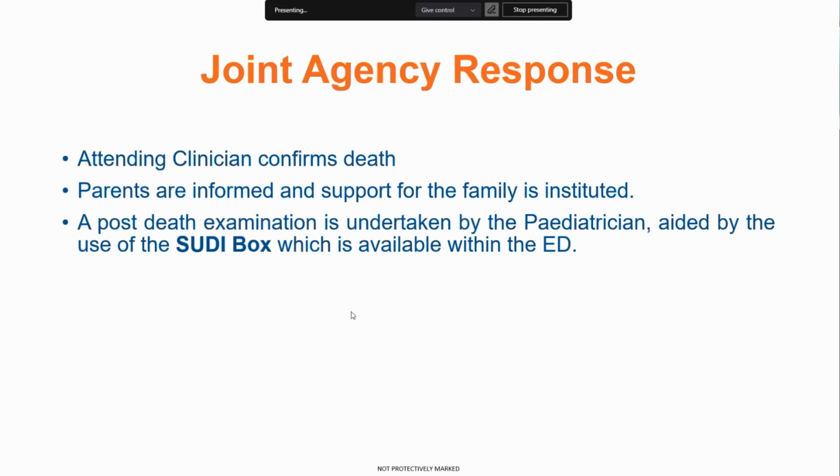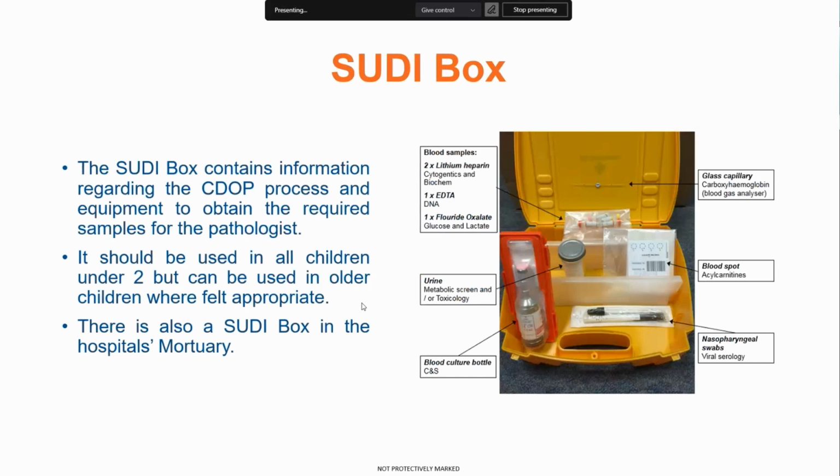At this stage, we would usually use, certainly in children under the age of 2, but it can be used in older children if it's felt appropriate, what we call the sudden unexpected death in infancy box, which in our area, York and North Yorkshire, is available in every emergency department. I think the next slide will show a picture of it. Yes, that's right. So it contains all the information that you need regarding the CDOP process, and also all the equipment to take any samples that the pathologist or yourselves might require. As I say, we use it in all children under 2, but you can use it in older children.